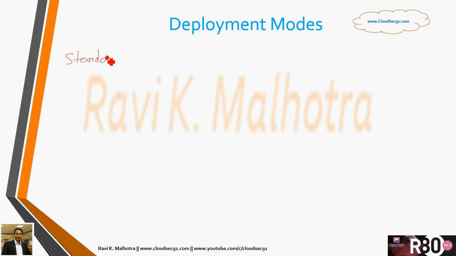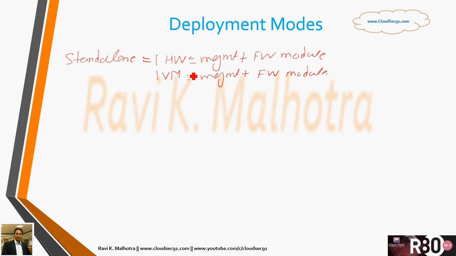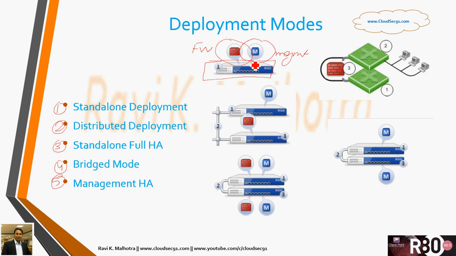The very basic fundamental of standalone deployment is that there is just one hardware, or maybe one virtual machine, and this one hardware has a management module plus a firewall module, right? And if it is not a hardware but a virtual machine, then I will install the same management module plus firewall module into it. So this is basically called a standalone. What we see is a standard appliance over here, and this appliance can play both roles. It can play management as well as firewall. This is management plus firewall.